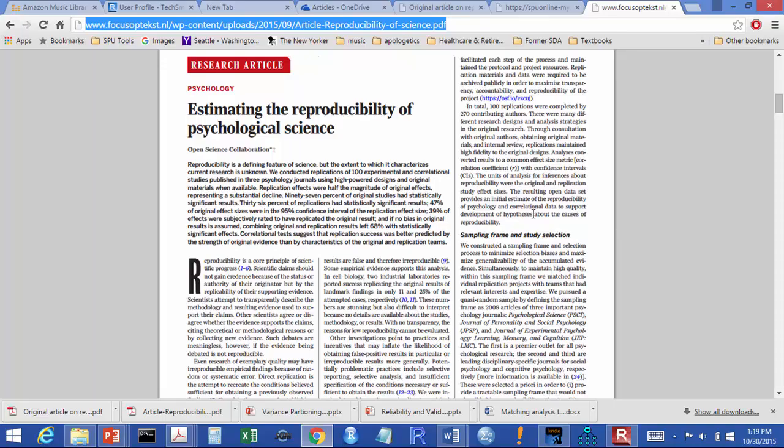So I just want to show you this briefly. The results of this big initiative were that approximately 40% of the results were replicated. That means that they comported with the original results. And so about 60% did not replicate, even with all of these measures taken to ensure that it was very much like the original study.